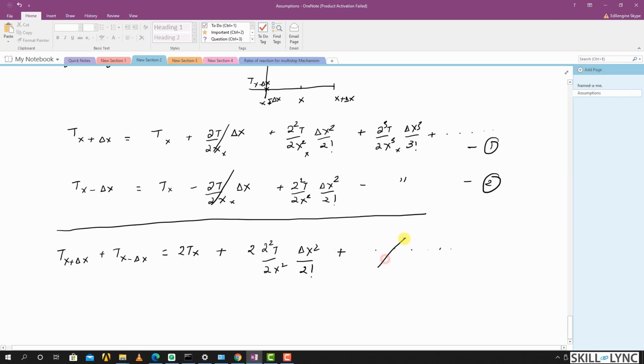So now I'll just ignore my higher order terms, and I can simplify this a bit. So this 2 and 2 factorial can cancel out each other. So I have T at x plus delta x plus T at x minus delta x, and if I move this 2 T at x to the left hand side, I have minus 2 T at x, and this is going to be equal to d square T by dx square times delta x square.